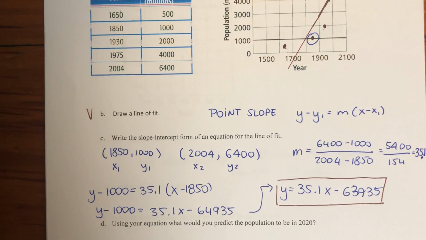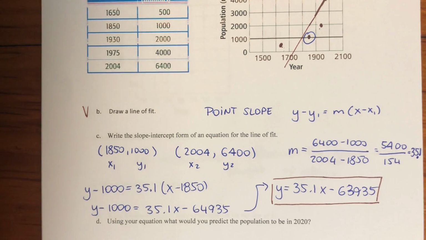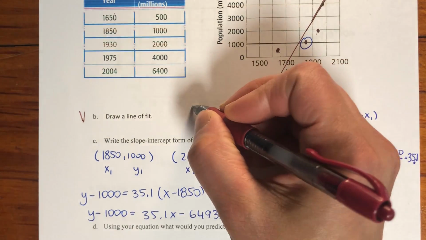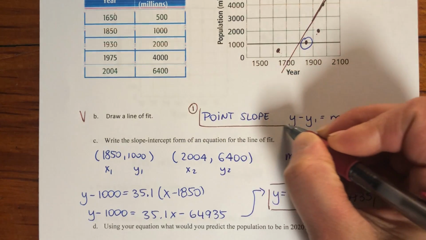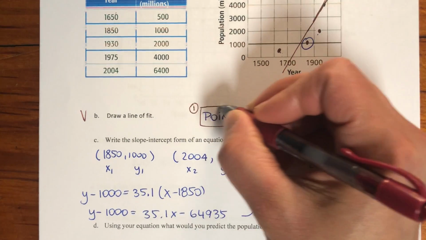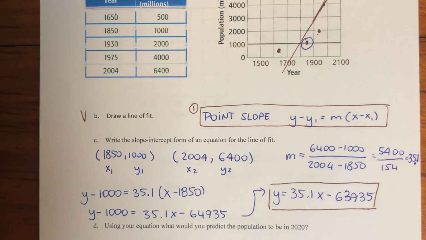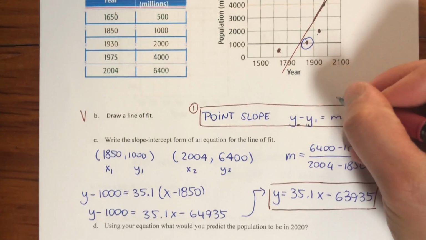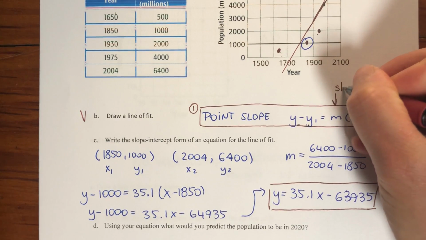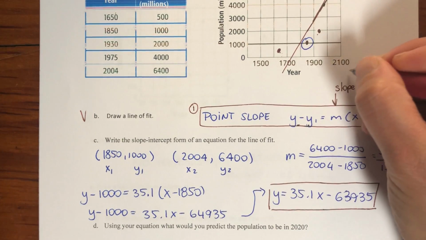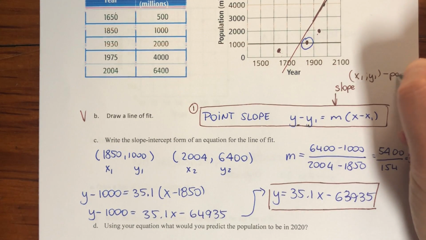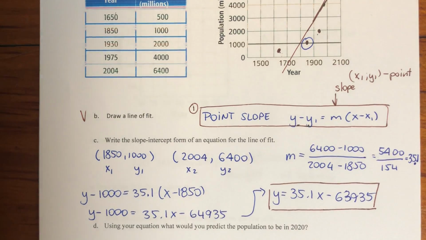Now the next question asks me to write the slope-intercept form of an equation for the line of fit. And to start, the very first thing that you need to do is remember the point-slope form. What is the point-slope form of the equation of a line? y minus y1 is equal to m(x minus x1), where we remember that m represents slope, and x1 and y1 is going to be a point that we are going to use.